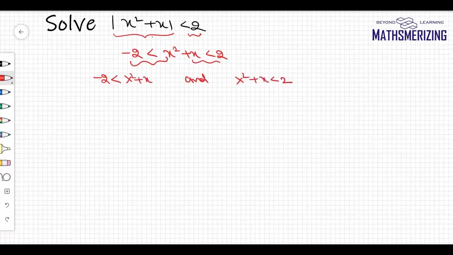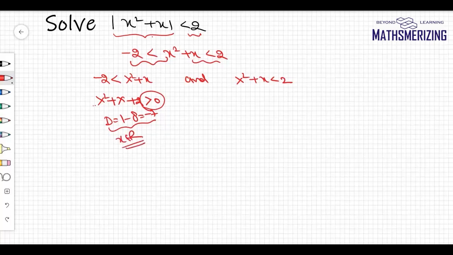So if I take it on the right hand side, I'll get x square plus x plus 2 is greater than 0. Now for this one, value of d is minus 7. Now d less than 0 and a greater than 0. So this is positive for all x belongs to R. So from the first case, the result I'll get is this is true for all x belongs to R.